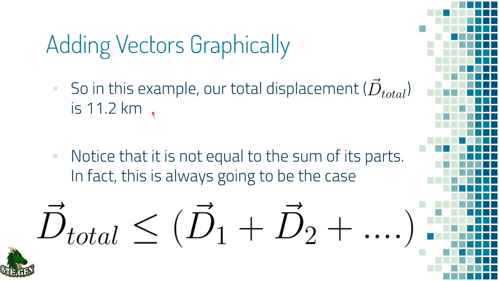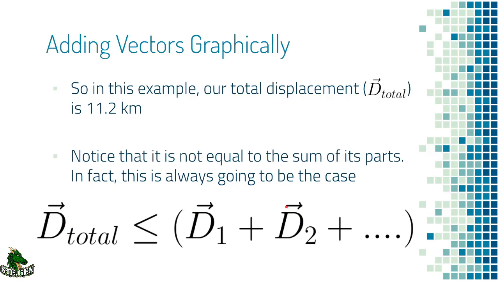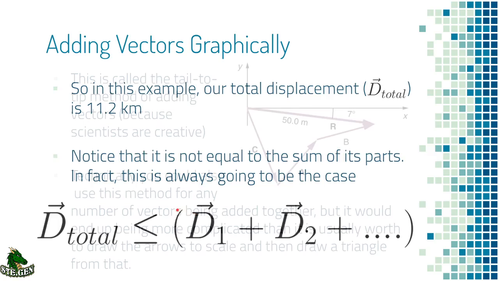Notice this is not the sum of the parts because they weren't going in the same direction. In fact, I mentioned this last chapter, this will always be the case. Your total displacement will always be less than or equal to the sum of all of the displacements that occur over the course of a journey or a trip or whatever you're talking about. You can't travel, just like with distance, you can't travel 15 meters worth of distance and have 30 meters worth of displacement without wormholes or something weird like that going on.